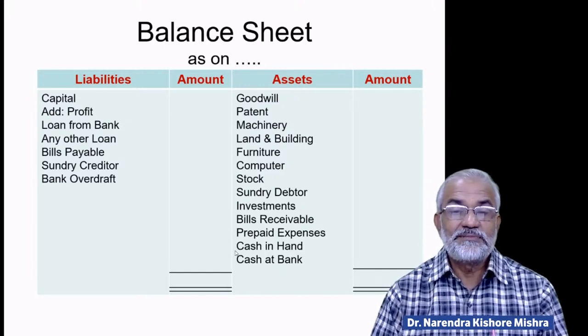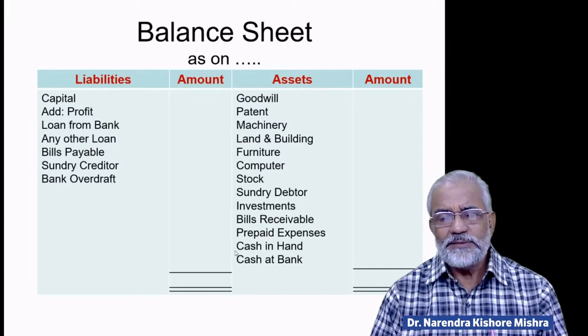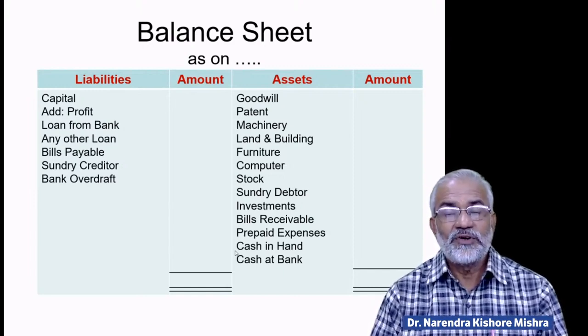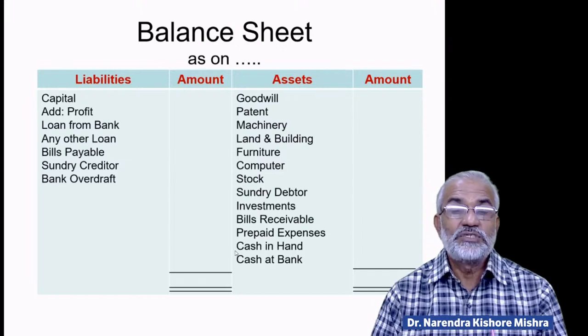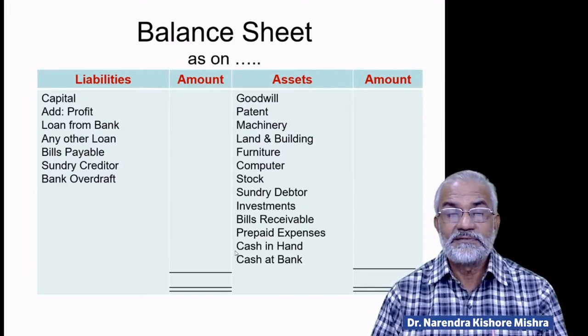The most long-term asset here is goodwill. It will continue. Once goodwill appears on the asset side of the balance sheet, it means it will continue for a longer period of time. Land and building, all fixed assets you can take into consideration. Fixed assets are those long-term assets which are held by the organization for earning revenue or income, and the benefit from which will be derived in a series of future years.